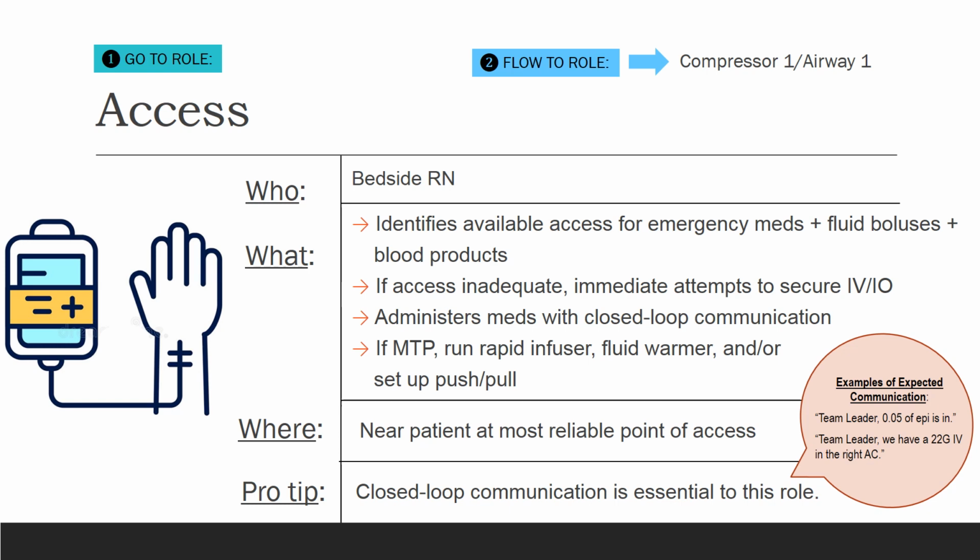The access role is usually filled by a bedside nurse. The tasks include rapidly identifying available vascular access for medications, fluids, and/or blood products. And if access is found to be inadequate, immediately initiating attempts to secure access through an IV, or if IV attempts are unsuccessful, through the intraosseous route. This person should position themselves at the most reliable point of access, and closed-loop communication is essential to the effective performance of this role.